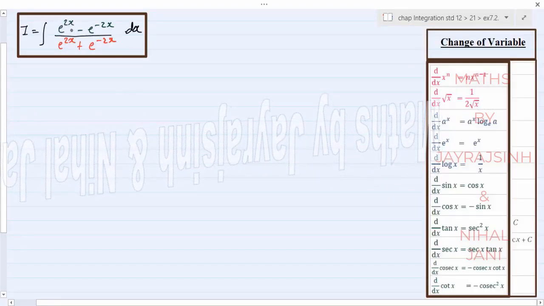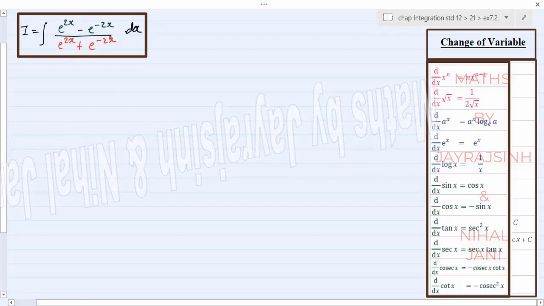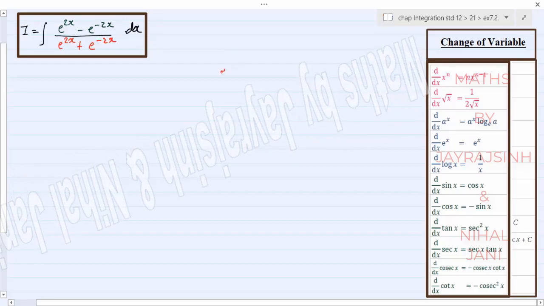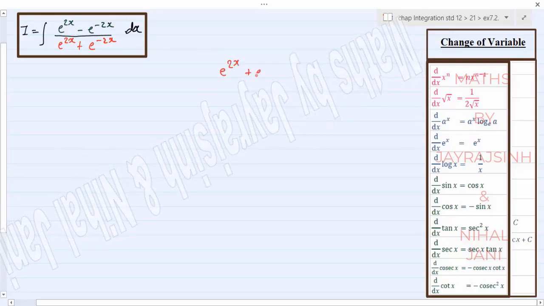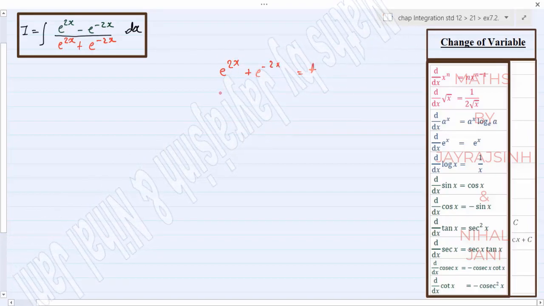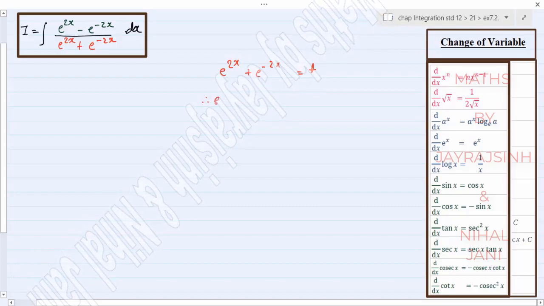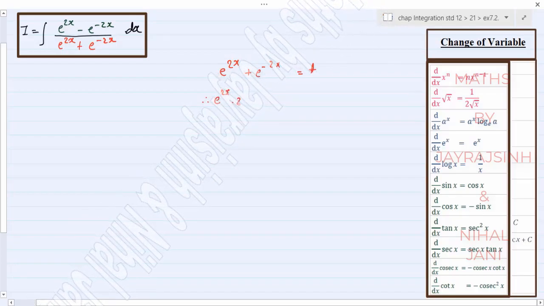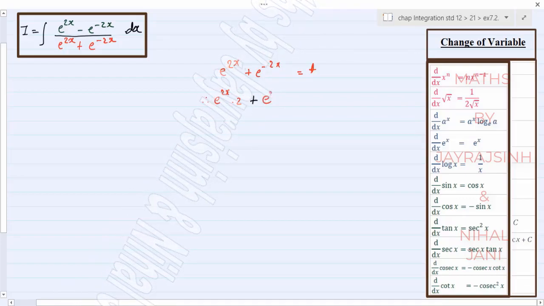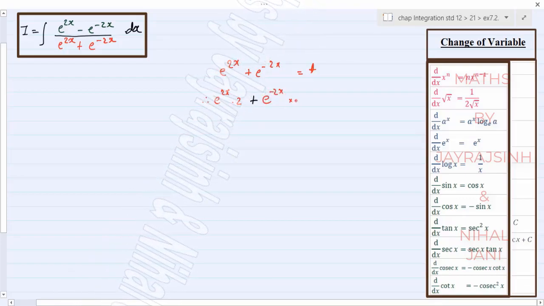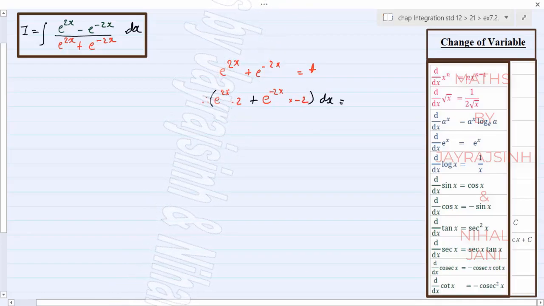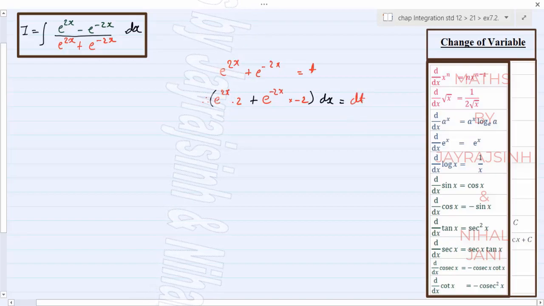Here we have to integrate e raised to 2x minus e raised to minus 2x upon e raised to 2x plus e raised to minus 2x. Let's assume the denominator as t. So the differentiation of e raised to 2x is simply e raised to 2x into 2, plus the differentiation of e raised to minus 2x, which will be e raised to minus 2x into minus 2, dx will be dt.